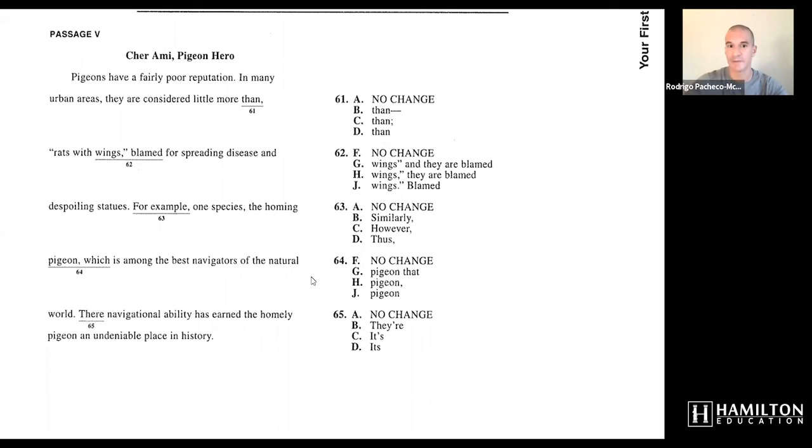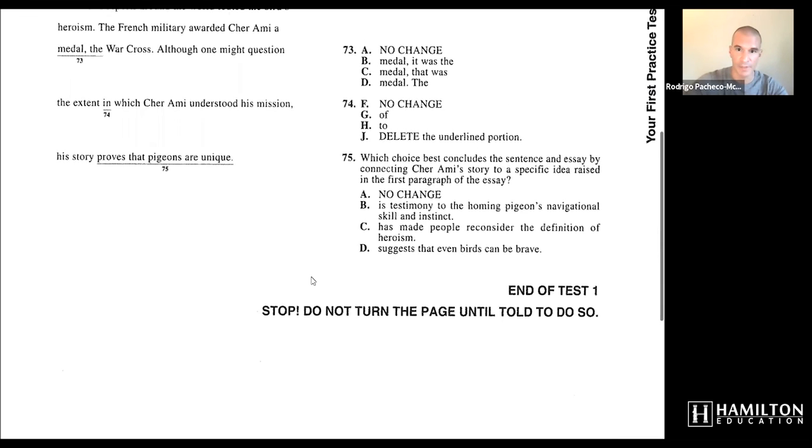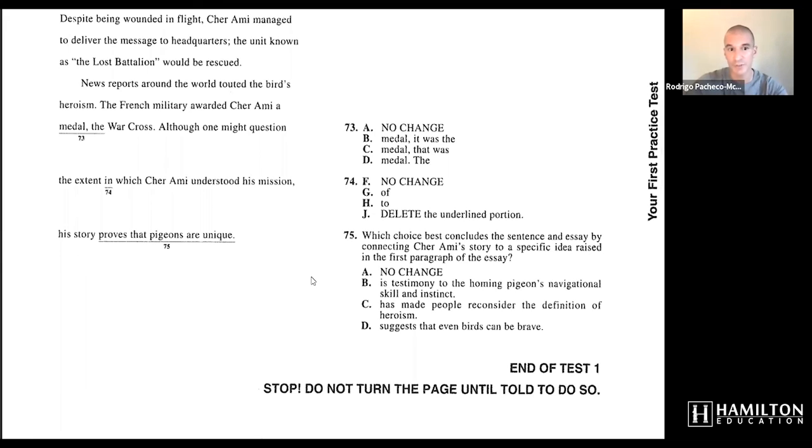So what do we see in this first paragraph? First, we have a comparison between pigeons in urban areas and the homing pigeon, and the author emphasizes or highlights its navigational ability. So let's take a look at our answer choices. A, no change. His story, Cher-Ami's story, proves that pigeons are unique. While that might be true, this is a little bit general. Doesn't really nicely connect to an idea raised in the first paragraph. So let's get rid of A.